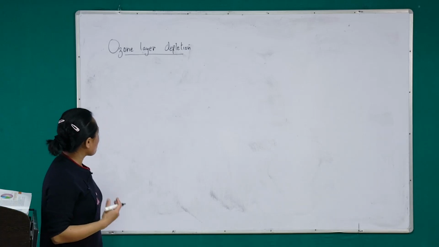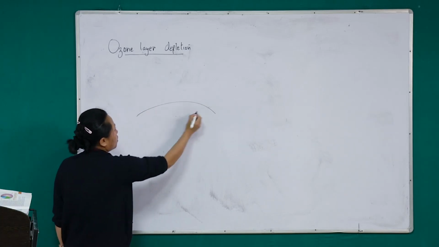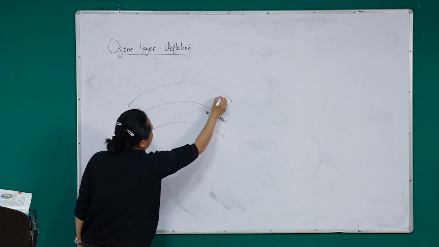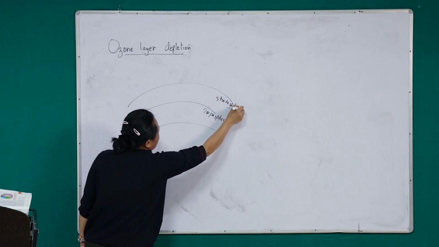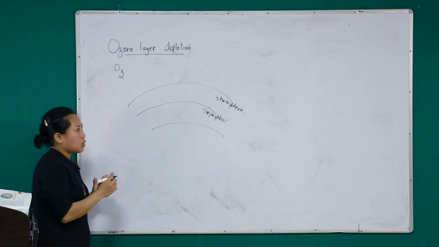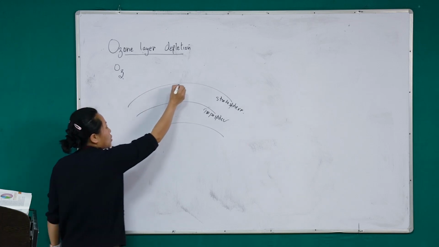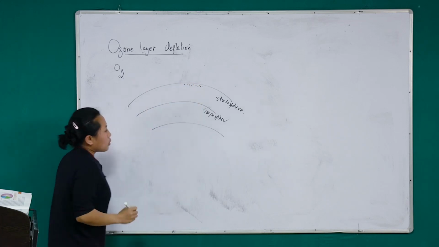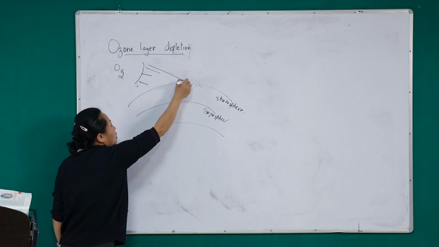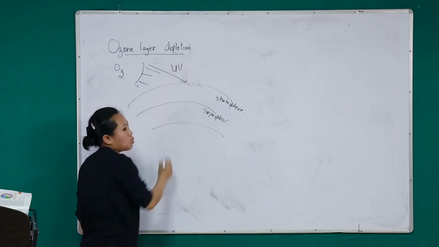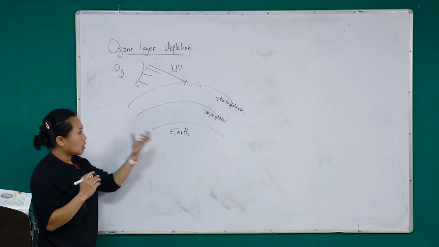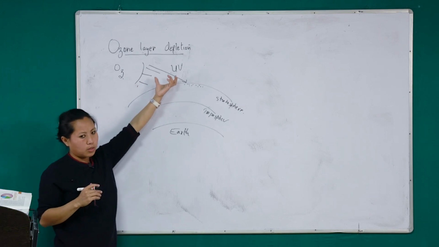The next important topic is the ozone layer. Come back to the atmosphere: troposphere, then stratosphere. This ozone is a triatomic form of oxygen. It's a natural constituent of the stratosphere, present in the stratospheric layer of the atmosphere. One important function of this ozone is that it does not allow the ultraviolet rays to reach the Earth. It acts as a protective shield which protects the Earth from the harmful effects of these ultraviolet rays.